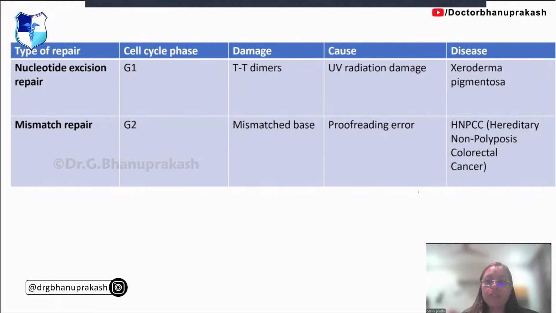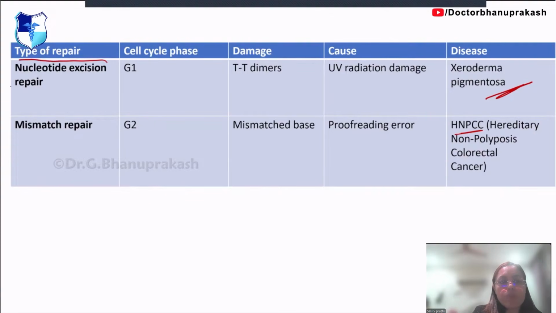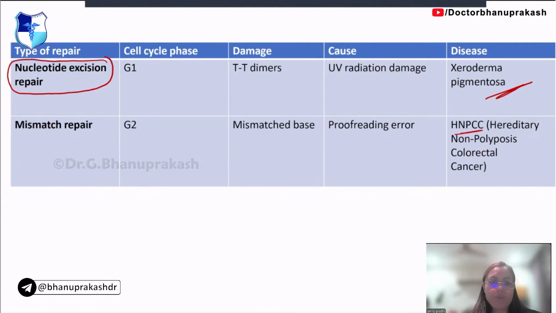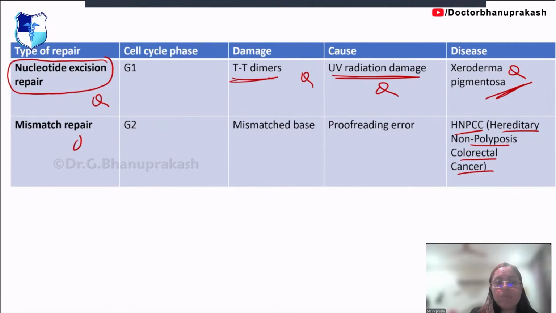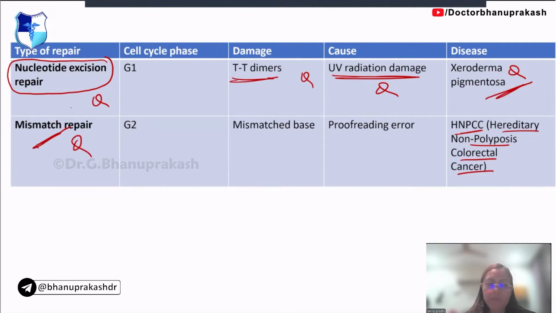Then the next diseases which we are going to see on this page are xeroderma pigmentosum and HNPCC. They occur because of a repair defect. So xeroderma pigmentosum occurs because of a defect in nucleotide excision repair. The damage is thymine dimers. The cause is UV radiation damage. So I'm writing Q where the question is asked. HNPCC, hereditary non-polyposis colorectal cancer, occurs because of a defect in mismatch repair.